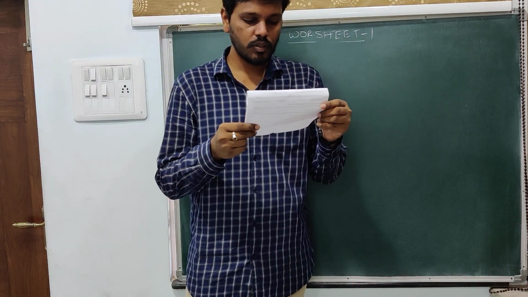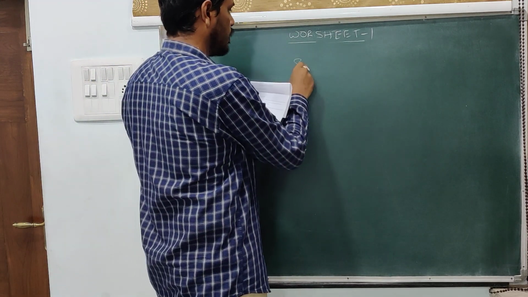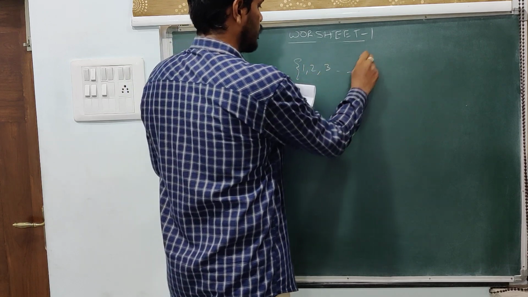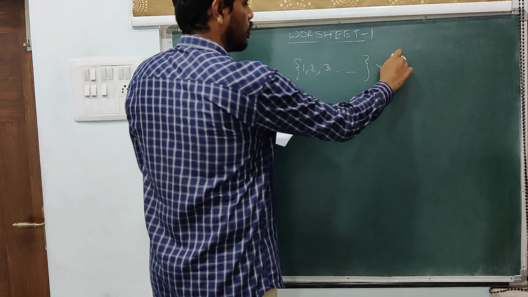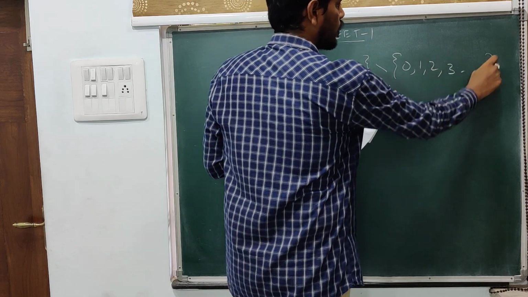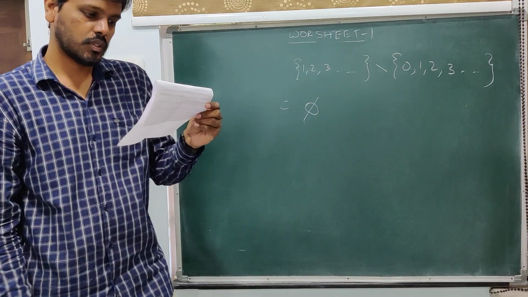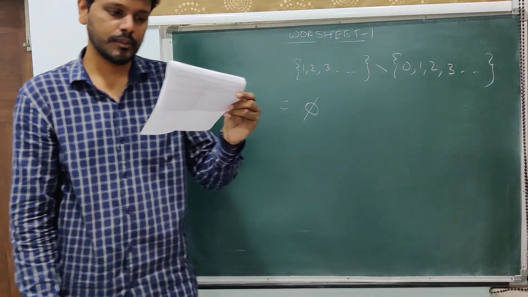Next, N minus W is an empty set. N minus W is an empty set, that is correct. So natural numbers are 1, 2, 3, and so on, minus whole numbers. Whole numbers are 0, 1, 2, 3, and so on. N minus W, it is an empty set. So that is an empty set. You can write that in that manner.